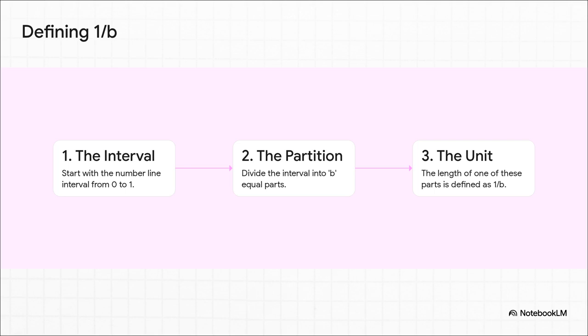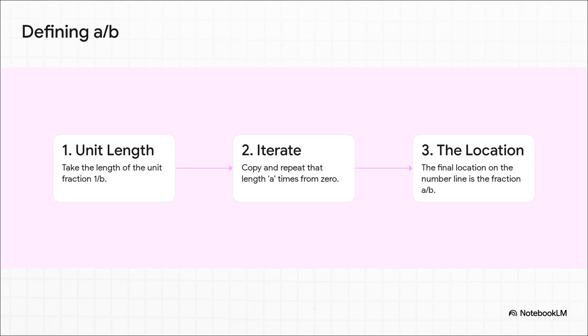So just take the space between 0 and 1. Got it? Now, you're going to divide that space, or partition it, into some number of equal parts. Let's just call that number b. The length of just one of those tiny equal parts, that is what we define as the number 1 over b. Now here's the cool part. Once we have that unit length, our 1 over b, we can build any other fraction we want from it.